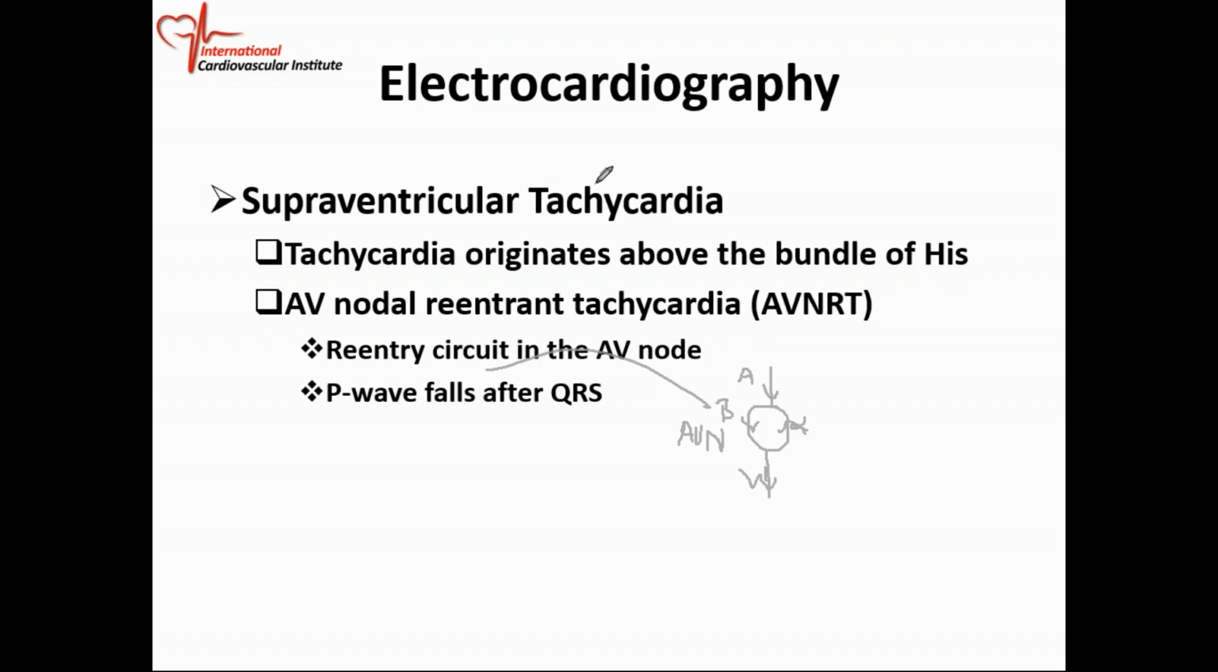And because this is the fast pathway, it transmits the impulse very, very quickly into the atrium. So whenever you stimulate the atrium, you're going to get a P wave. So what happens is the ventricular stimulation is almost at the same time as the atrial stimulation. So a lot of times the P wave is buried in the QRS, because when the impulse comes down here and stimulates the ventricle, this impulse rapidly goes to the atrium and stimulates the atrium. So the P wave is buried in the QRS, and you'll get something looking like this.